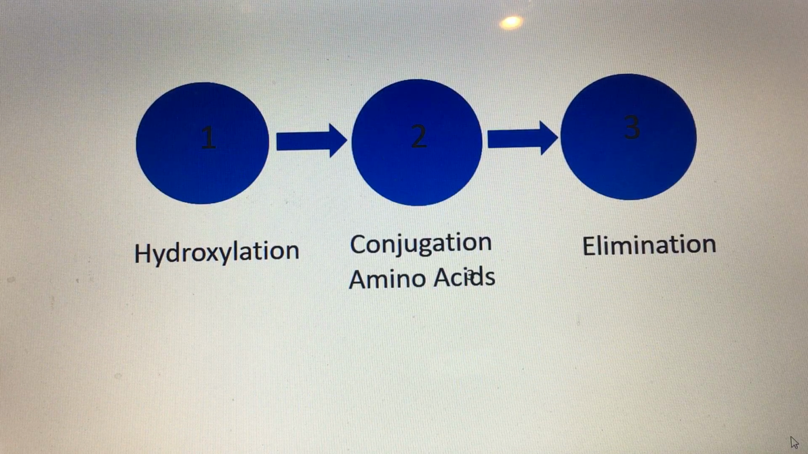Okay, now we're going to move into detoxification. There are 3 phases of detoxification, phase 1, phase 2, and phase 3. And phase 1 is hydroxylation. Phase 2 is conjugation. We need amino acids for that. Phase 3 is elimination. That's basically your digestive tract as those toxins move out of your digestive tract. So we're going to go through these individually now.